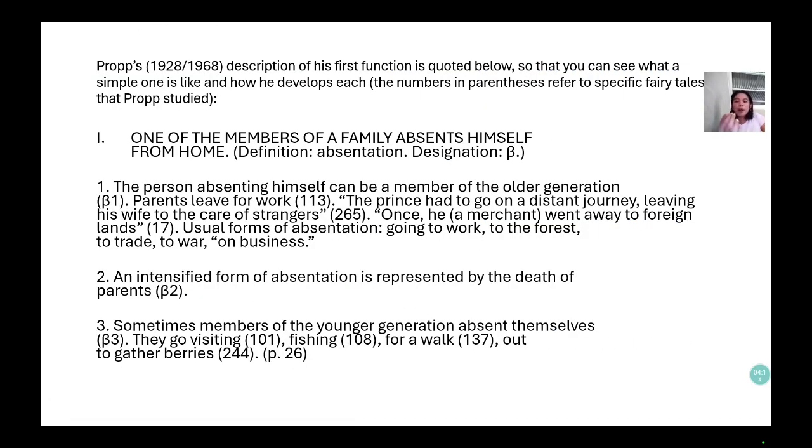Propp's description of his first function is quoted below, so that you can see what a simple one is like and how he develops it. Each number in parentheses refers to a fairy tale that Propp studied. One of the members of a family absents himself from home. The definition is absentation, and that is its designation.